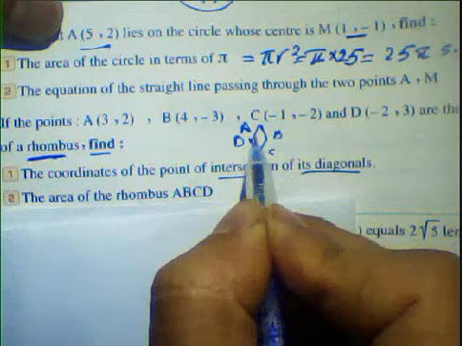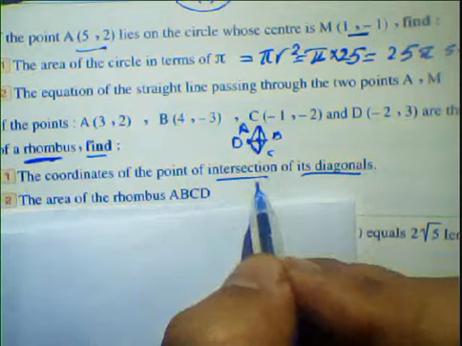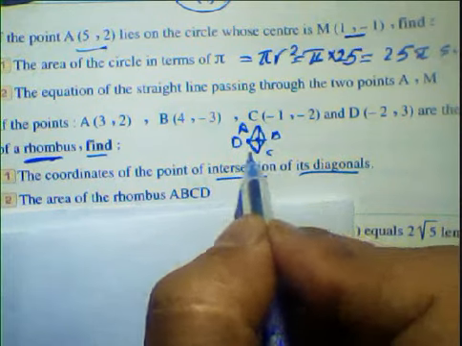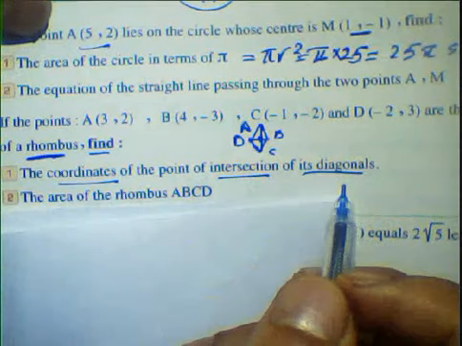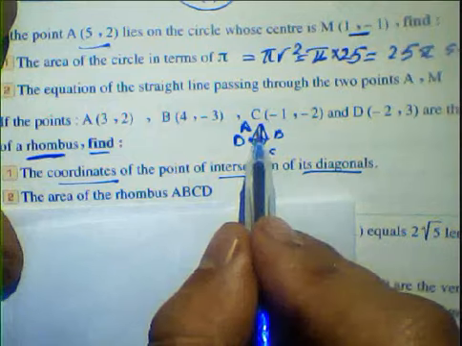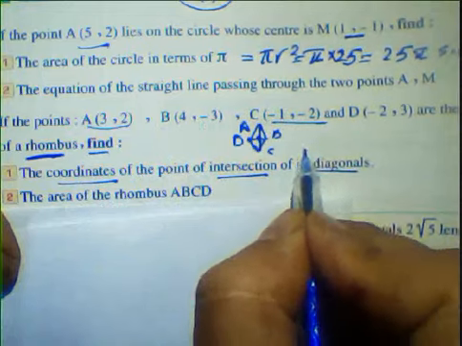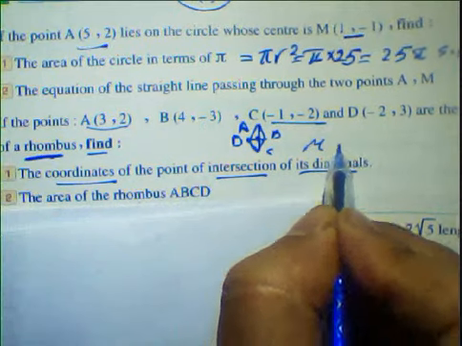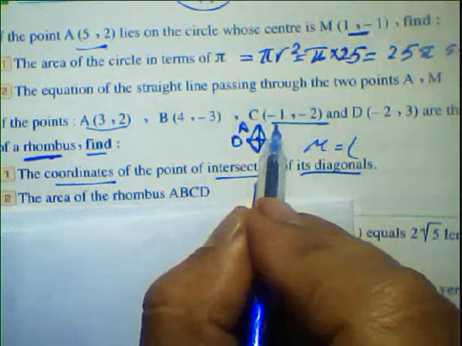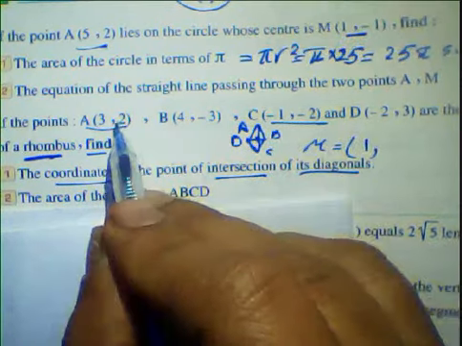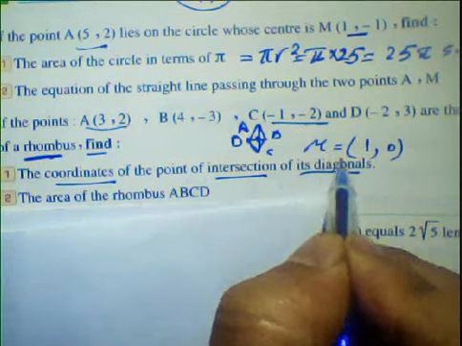A, B, C, D. We can find the point here. This point bisects the two diagonals AC and BD, so we can find the coordinates of the intersection point of the diagonals. It's very easy: take diagonal A and C and find this point, which we call M. Half of x2 plus x1 divided by 2: 3 minus 1 equals 2, 2 divided by 2 equals 1. 2 minus 2 equals 0, 0 divided by 2 equals 0. So the center will be M.